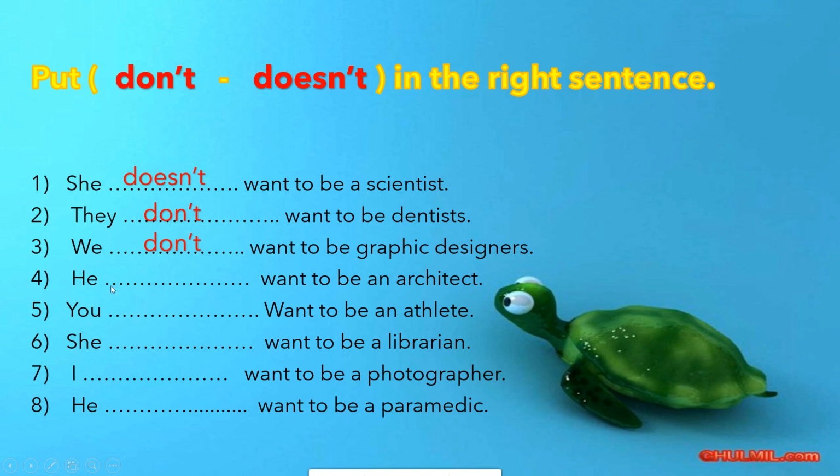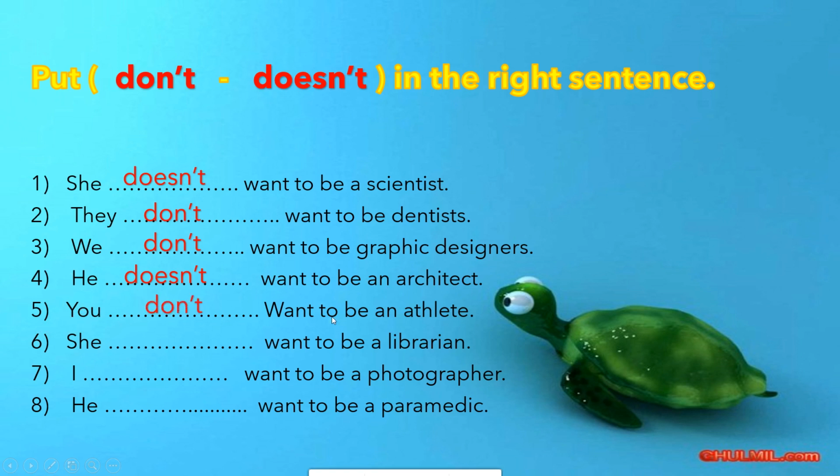Number four, he. He is like she. He and she are the same. We use doesn't with he. He doesn't want to be an architect. Number five, you. You is like they and we.